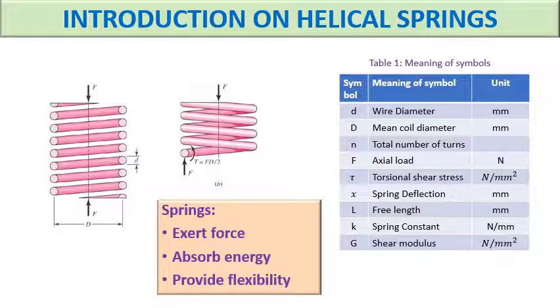Due to this axial load, the helical spring is subjected to torsional shear stress, described in Newton per mm square. X is the spring deflection, and capital L is the free length of the spring, and K is the spring constant, that is Newton per mm, and G is the elastic modulus, that is the shear modulus, described in Newton per mm square. So these are the few symbols that characterize a helical spring design.